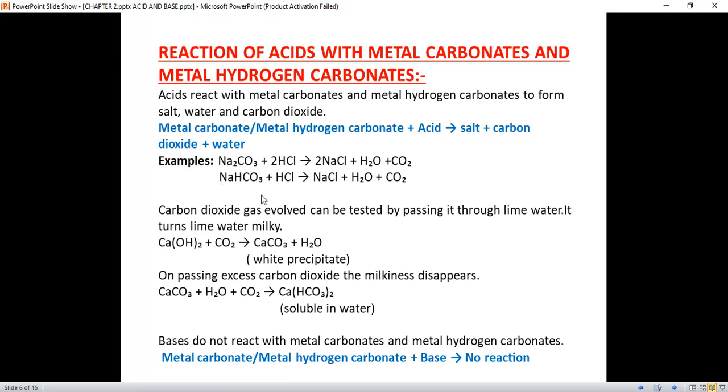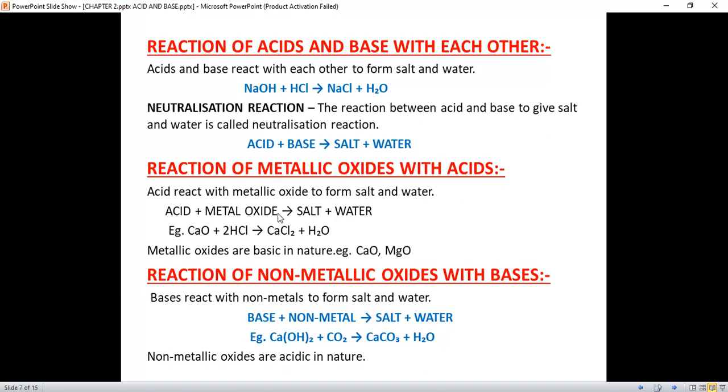The reactions we have seen: reaction of acid and base with each other. Neutralization reaction. The reaction between an acid and base to give salt and water is called neutralization reaction. Reaction of metallic oxides with acids. Acid reacts with metallic oxide to give salt and water. Reaction of non-metallic oxide with bases means base reacts with non-metallic oxide to give salt and water.